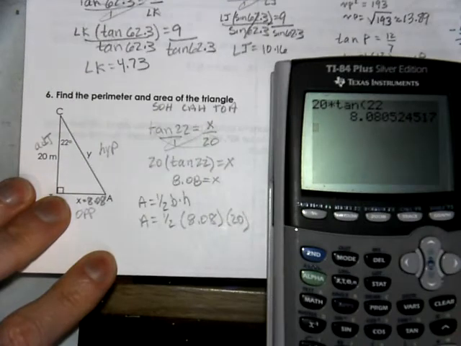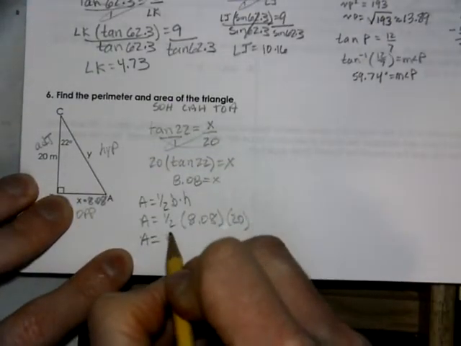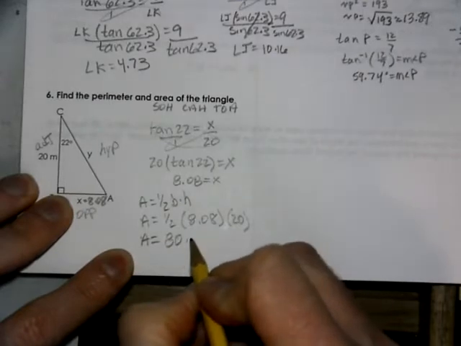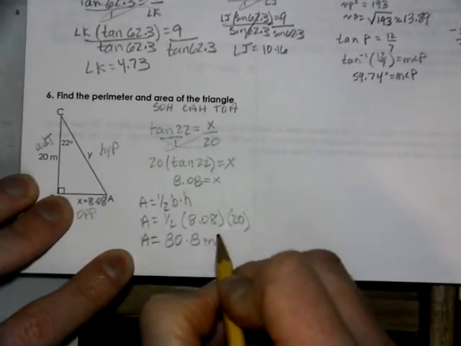So I'm going to say 0.5, which is half, times 8.08 times 20 gives me 80.8. So the area is 80.8 meters squared.